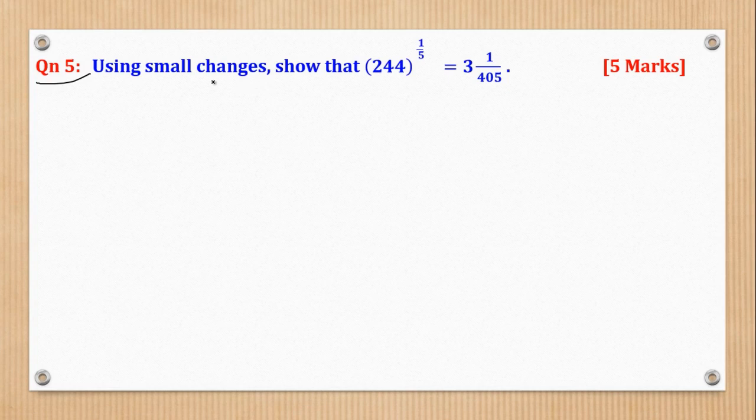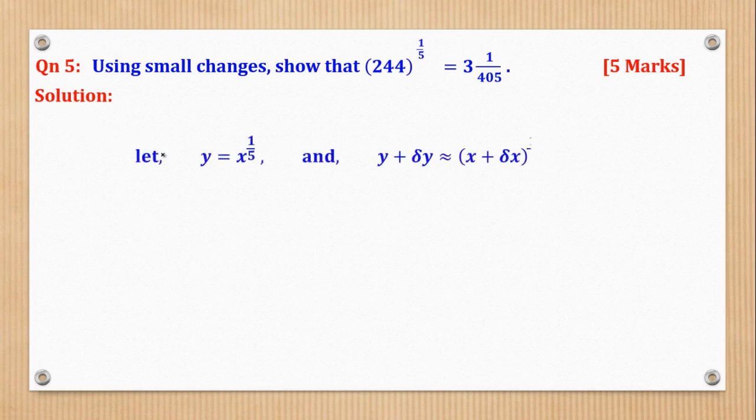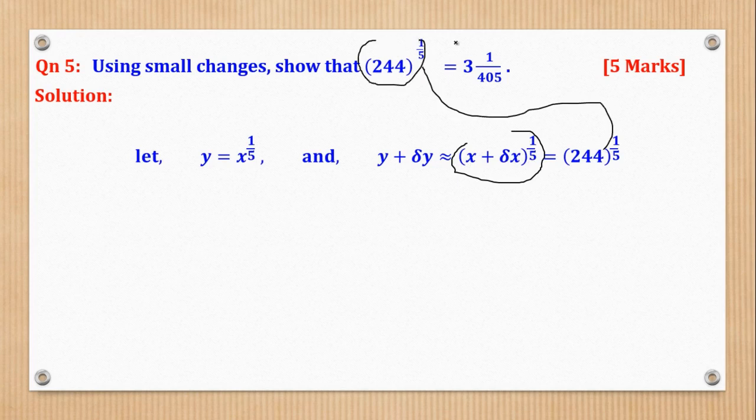Then question 5 says, using small changes, show that this is equal to that. So what we shall do, we shall let y equal to x power 5 and y plus small change in y be equal to x plus small change in x power 5. And the whole of this is now this one which is given here. Then the whole of this is this one which is given here. So that means that to get this value, you have to get y and the value of small change in y.